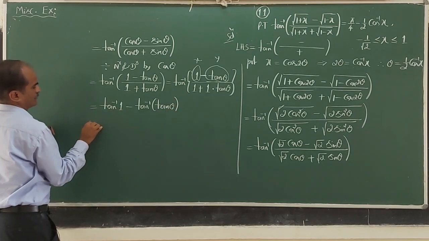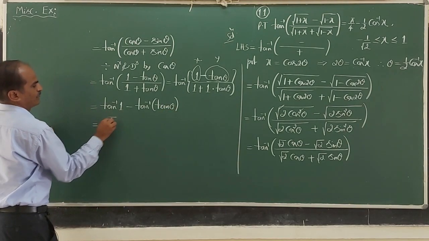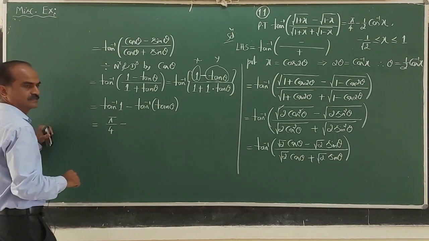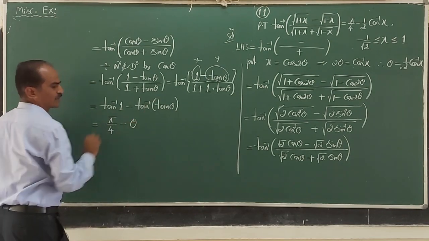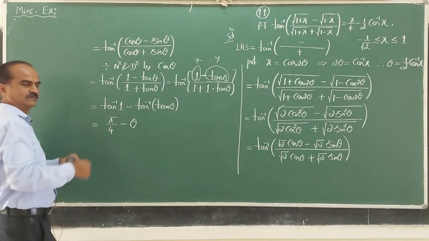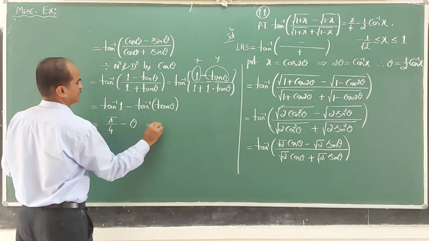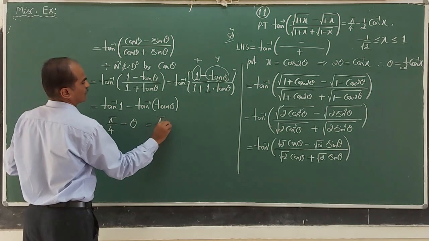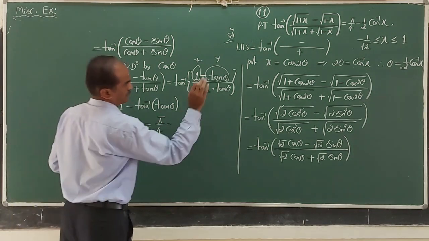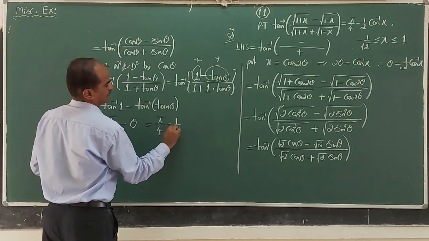Now, how much is tan inverse of 1? Pi by 4 minus tan inverse of tan theta, which is what? Theta. Now resubstitute the value of theta. It is pi by 4 minus half of cos inverse x.